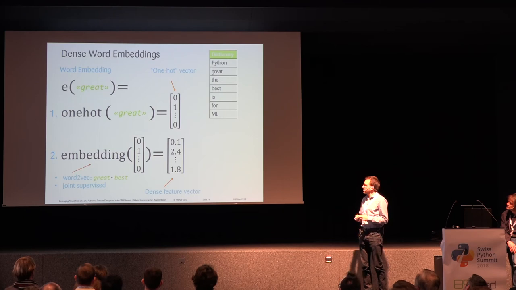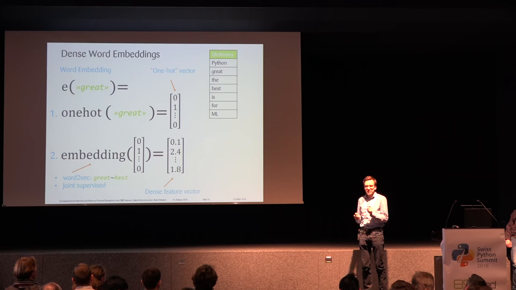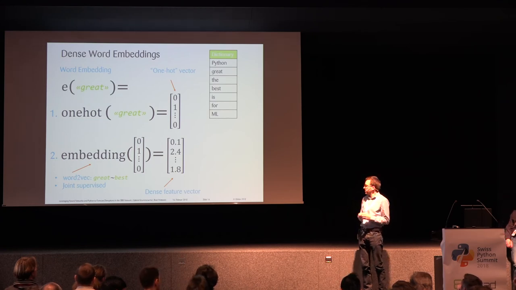And there are different ways to do it. The most popular is called word2vec. It's also implemented in Gensim, this toolbox I mentioned before. And this gives you vectors that are close in this space if they occur in similar contexts. So if they're similar, great and best would be close here. Or you can also train these embedding functions like you train the classifier function at the same time so that you get embeddings that work well for your task.